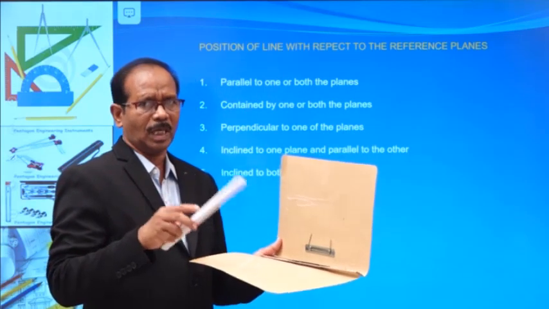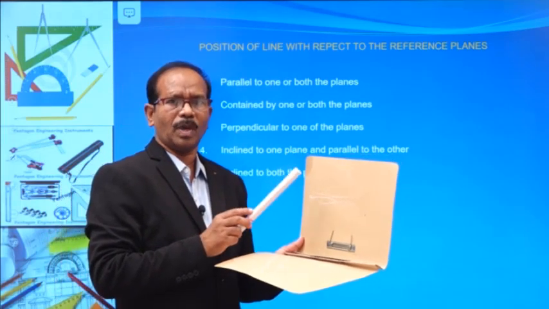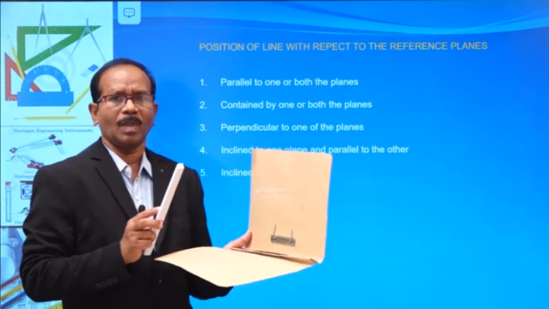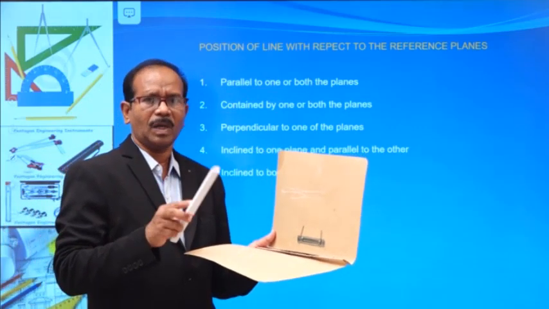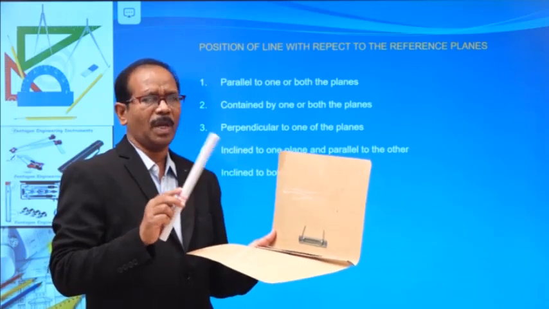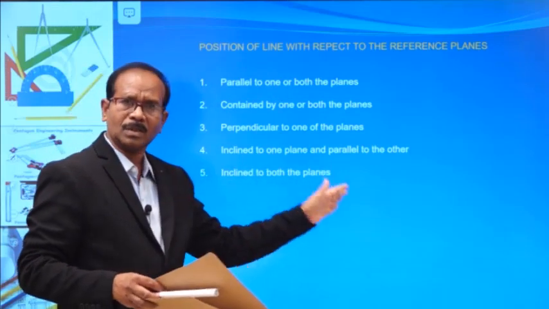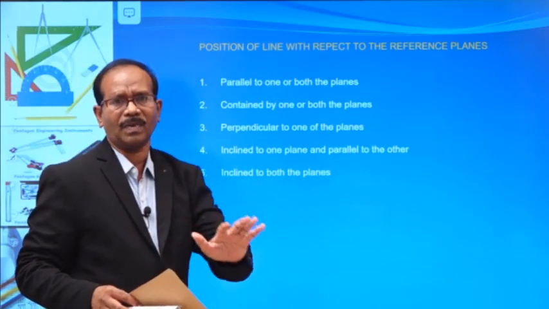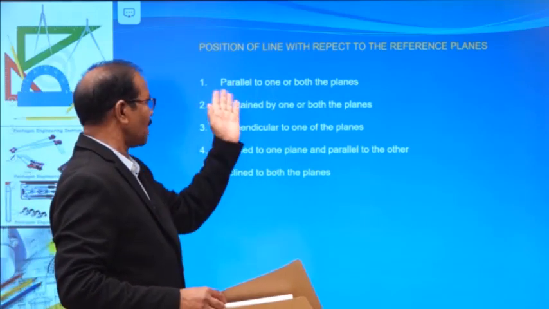Line inclined to HP, parallel to VP. Line inclined to VP, parallel to HP. Line parallel to both HP and VP. Line perpendicular to HP, parallel to VP. Line perpendicular to VP, parallel to HP. The first 4 positions I am going to cover today. The remaining fifth one is in the next class. Let's see the first one.